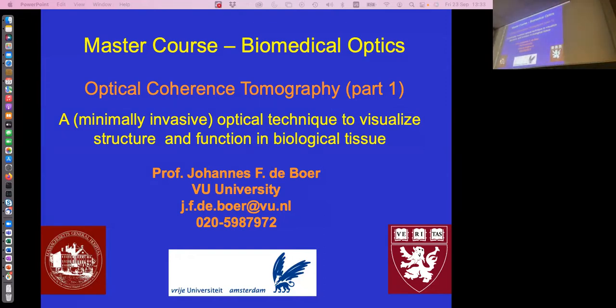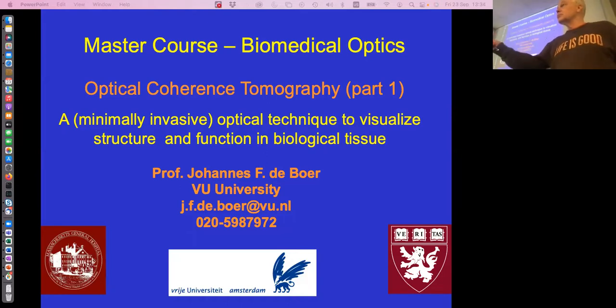Okay, so today I'm going to talk about optical coherence tomography. So OCT is the optical equivalent of ultrasound. In ultrasound, you send a pulse into the tissue. The pulse is scattered back by the tissue. You measure that reflected sound wave or echo, and you determine the depth by the time difference between sending out the pulse and receiving the echo. Okay.